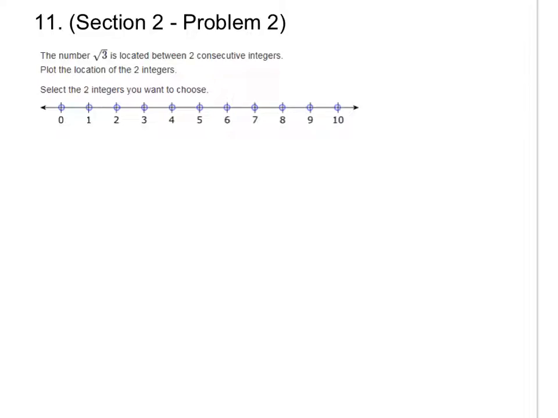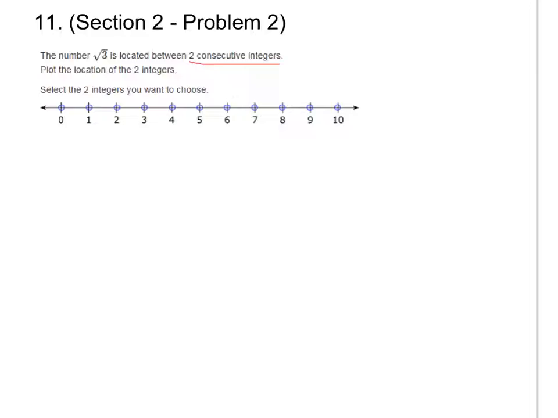Right, number 11. The number square root of 3 is located between two consecutive integers. Plot the location of the two integers. Select the two integers you want to choose. So first of all, the question says, the number square root of 3 is located between two consecutive integers.